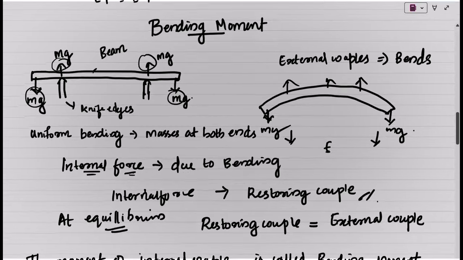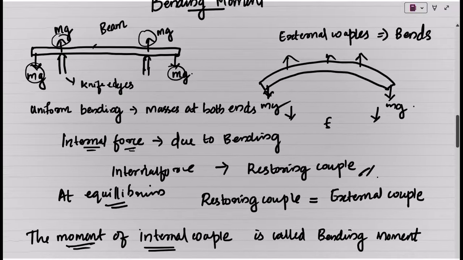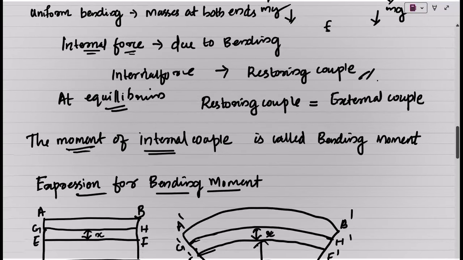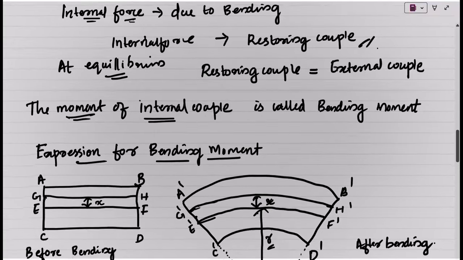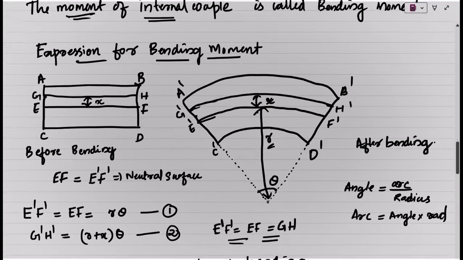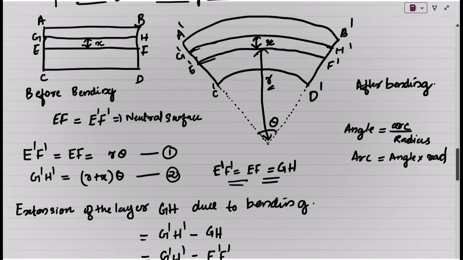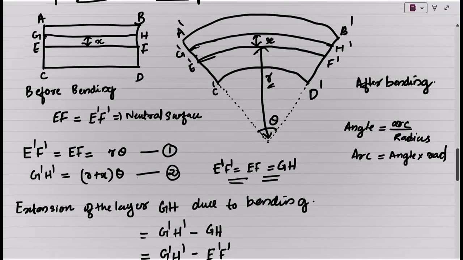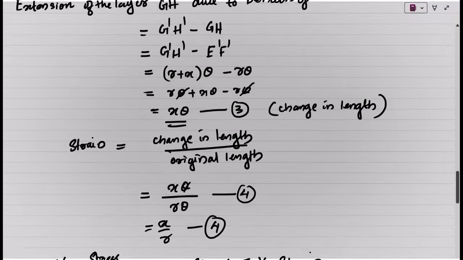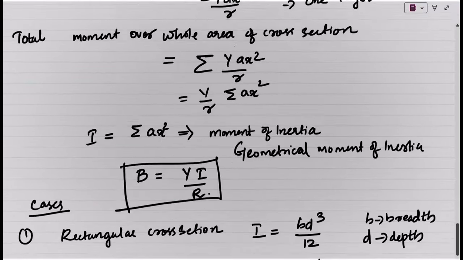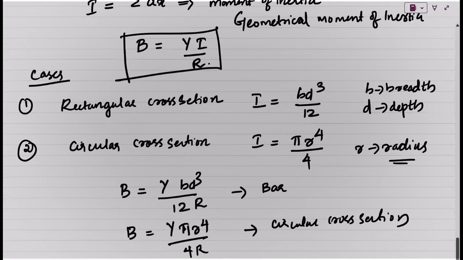And then we saw that the bending moment is the moment of the internal couple. The moment of the internal couple is called the bending moment. And then we derived the expression for bending moment. For a circular cross section, it is pi r raised to 4 by 4, and for a rectangular cross section, it is b d cubed by 12.